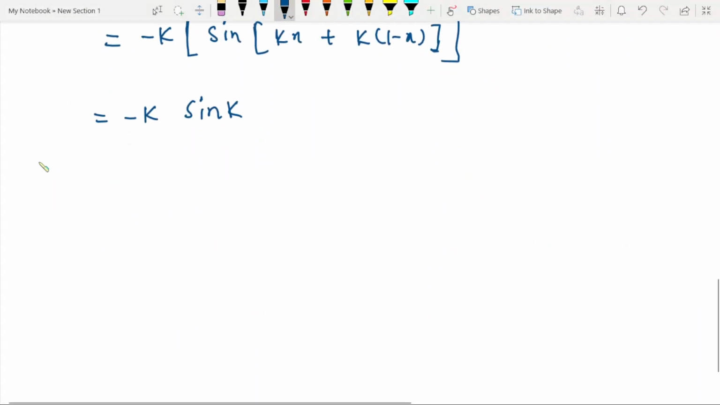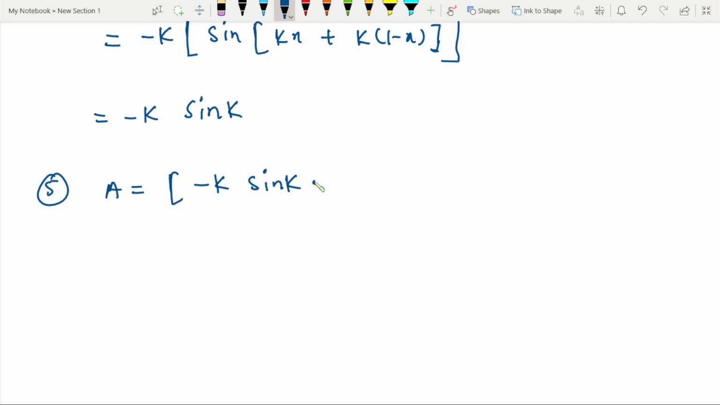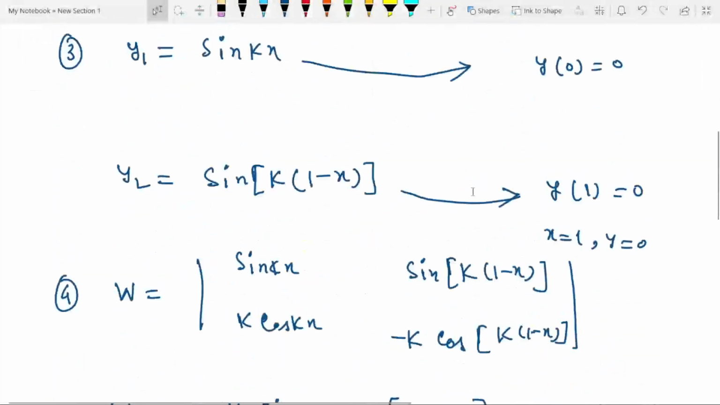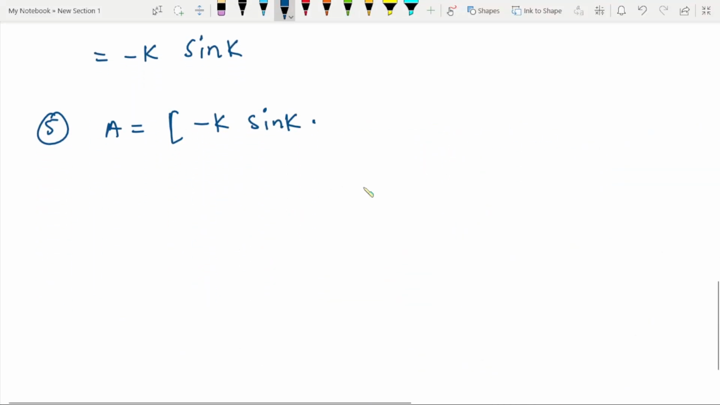Now step 5 is what? Step 5 is find a. A is w over pt. What was the value of w? The value of w was minus k sin k into pt. The value of pt was 1, plus 1, whole inverse. This is our a. So this should be minus of 1 by k sin k.